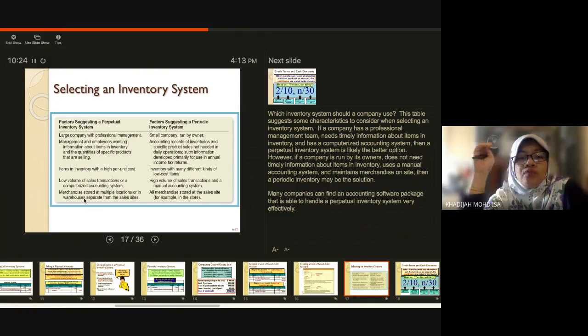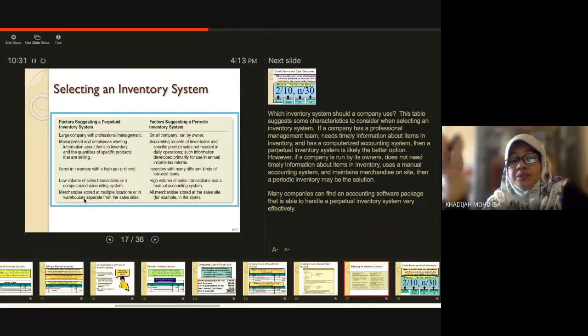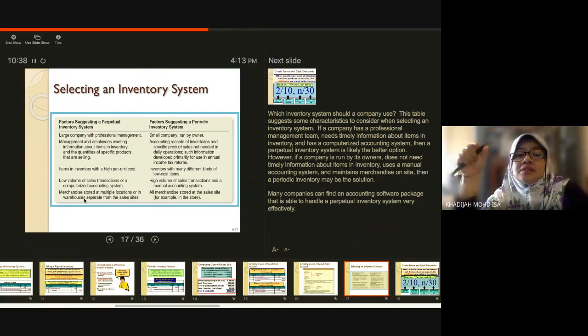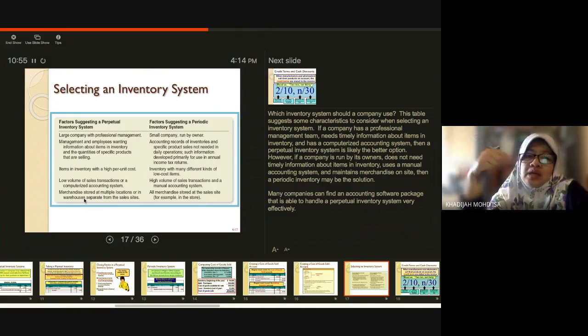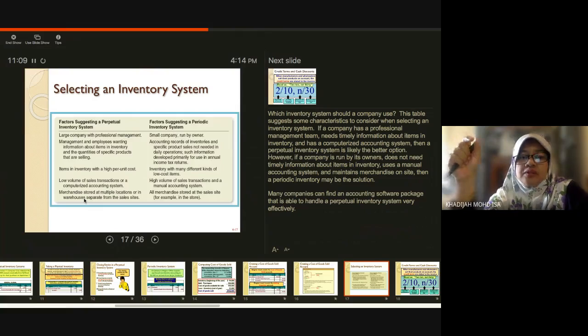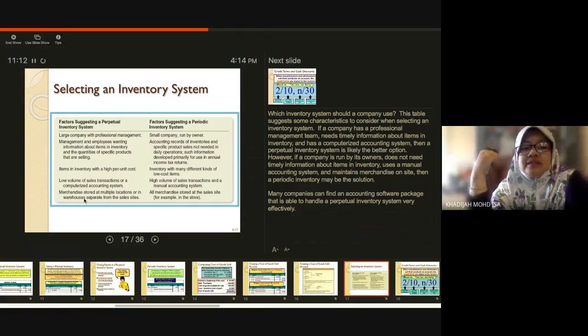Low volume of sales transactions, or computerized. Remember, it's high per unit cost. If you do not utilize a computerized system, you can only manage small volume, meaning a low volume of sales transactions. So if you're talking about small volumes and high cost per unit, you might want to use perpetual. However, if we are talking about very high volume, you may not be able to use a perpetual inventory system unless you use a computerized system, because you need to capture every detail of the transaction.